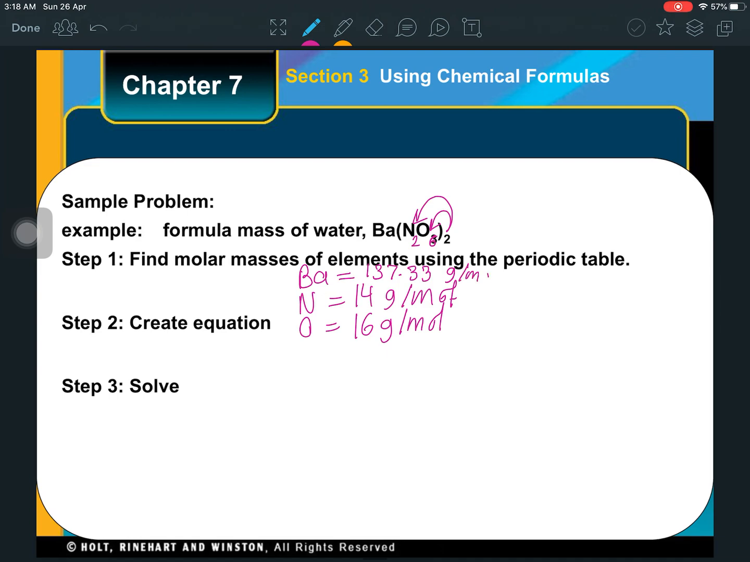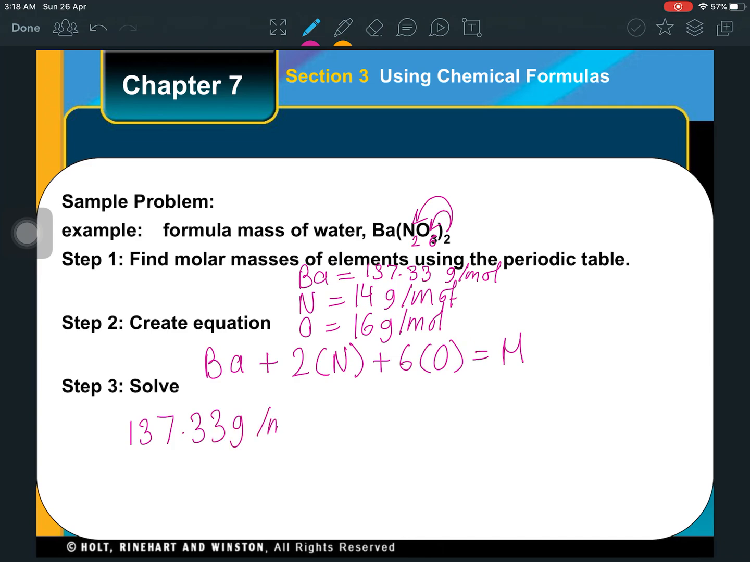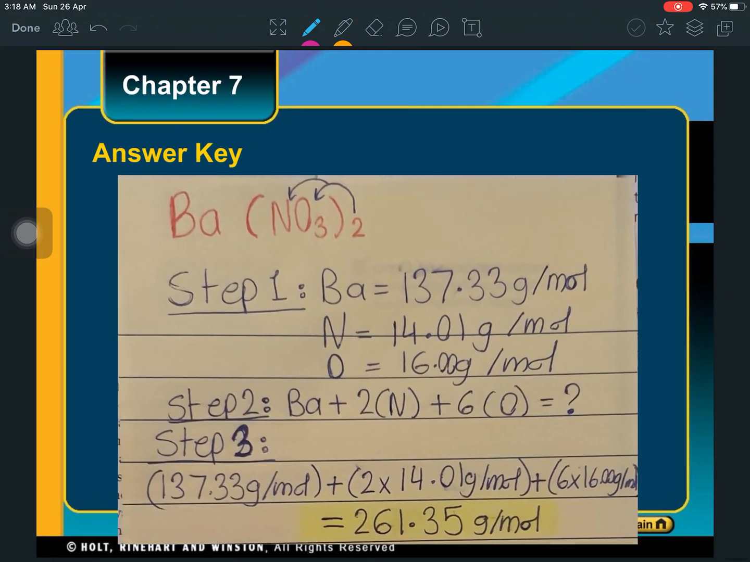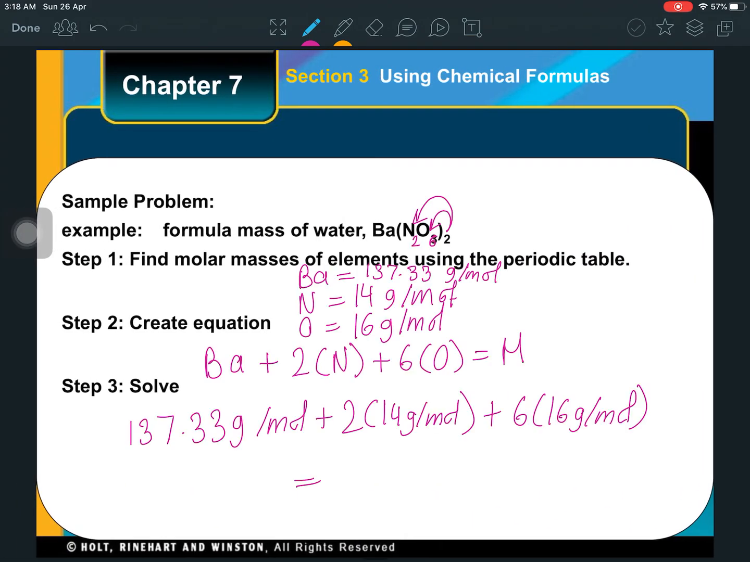137.33 grams per mole. Okay? So let's go ahead and create our equation. Barium plus 2 times nitrogen plus 6 times oxygen is equal to our molar mass. So now let's go ahead, 137.33 grams per mole plus 2 times 14 grams per mole plus 6 times 16 grams per mole equals, again, I'm just going to go ahead, 261.35.